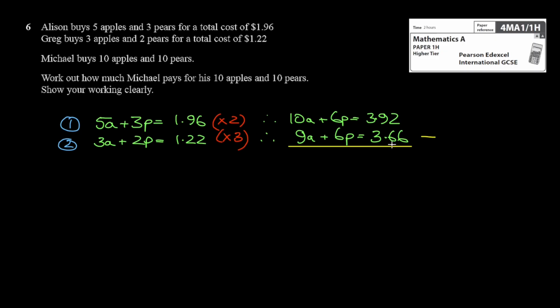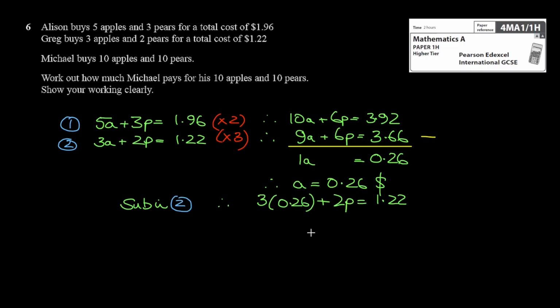And if we take these two equations away from each other, we get that 1a is equal to 0.26. So if we now substitute that back into the simpler equation, which I think is equation 2, therefore 2p equals 1.22 minus 0.78. And therefore, if you work this out, p becomes 0.22. So those are the first two of our interim results.